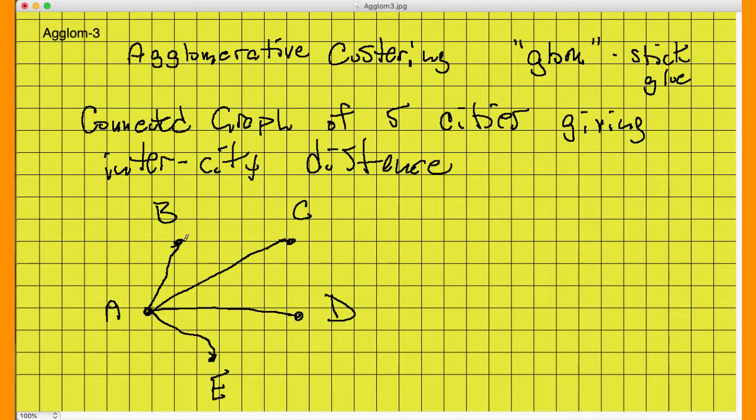Do you all remember that word from your discrete math class? So I think they're all connected here now. Is that right? No, A is not connected over here to C. Now I think I've connected them all. And let us suppose that the distances are like this. From A to B is 1. From A to C is 2. A to D is 2. A to E is 3.